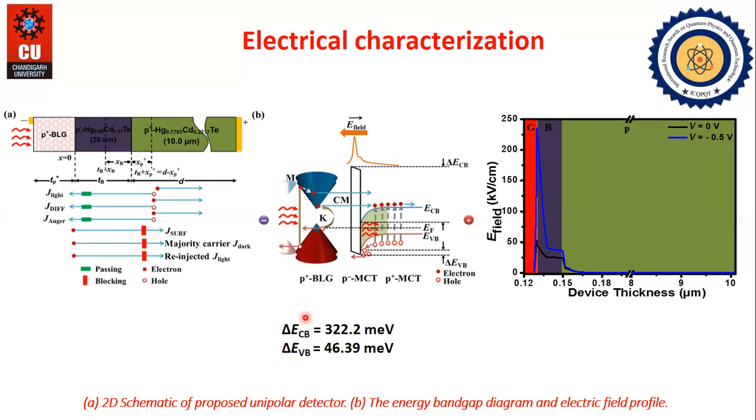The conduction band offset is found to be 322.2 milli electron volt, and the valence band offset is found to be 46.39 milli electron volt. The electric field will help to separate the photogenerated carriers at the junction. This electric field dominates the heterojunction and is enhanced by the external biasing voltage.